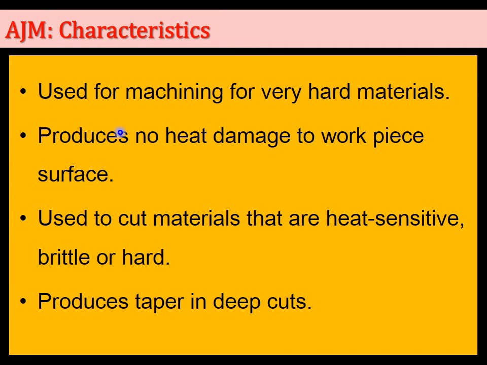What are the characteristics for the AJM? The first characteristic is machining of very hard material easily in the abrasive jet machining process. There is no heat damage to the workpiece, so AJM is used to cut materials that are heat sensitive. If the material is heat sensitive, we use the AJM process rather than other processes because this process is very good. But it has one small disadvantage. It cannot produce deep holes because it produces taper shapes.